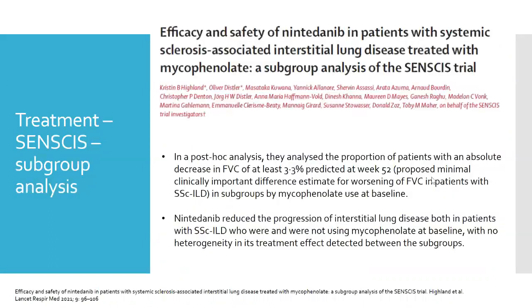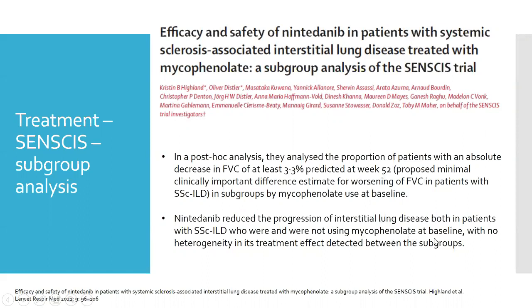And this became important. But again, going back to my point that in this trial, patients who were on mycophenolate were allowed to participate. So this was followed up, and this was published earlier this year in Lancet, and they basically stratified patients in the SENSCIS trial depending on whether or not they were getting mycophenolate at baseline. And what this post hoc analysis showed was that the absolute decrease of FVC at week 52 did not differ between patients who were on mycophenolate or not.